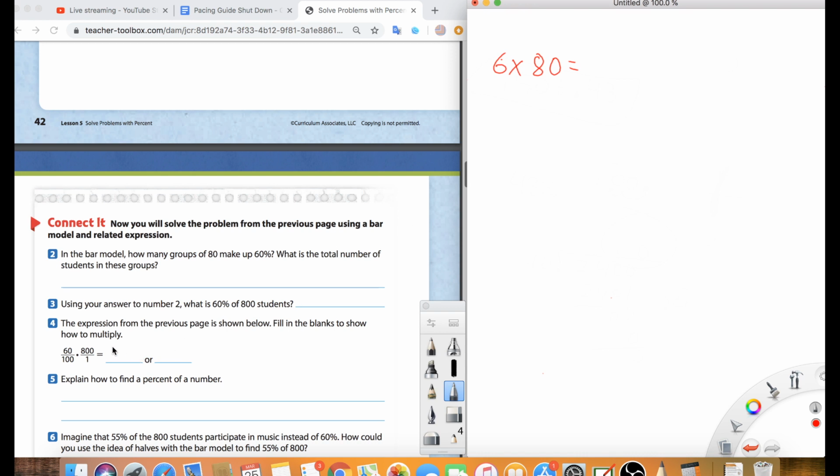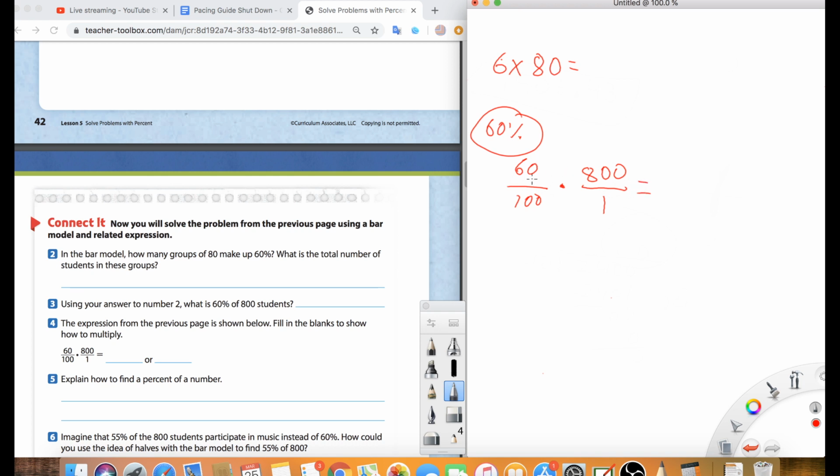Number 4 says the expression from the previous page is shown below. Fill in the blanks to show how to multiply. So that 60% is this 60 over 100. That's that 60%. 60% means this, 60 over 100. But you multiply that by 800, how many students you have. This number will tell us how many of 60% of the total are in music. But remember, whole numbers need to have a 1 in the bottom when you multiply them by fractions.